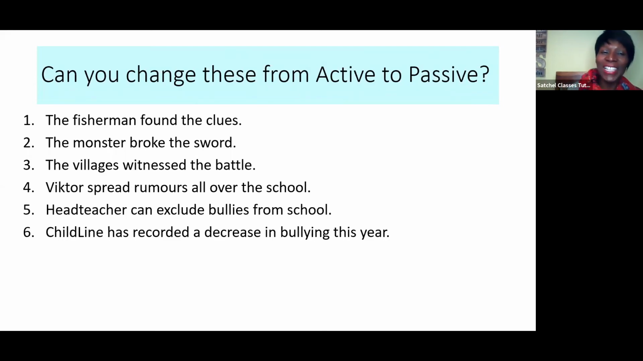Can you change these sentences from active to passive? The fisherman found the clues. The monster broke the sword. The villagers witnessed the battle. Victor spread rumours all over the school. Head teachers can exclude bullies from school. Childline has recorded a decrease in bullying this year. So you can see the first three are fiction and the last three are non-fiction. Can you change them from active to passive?